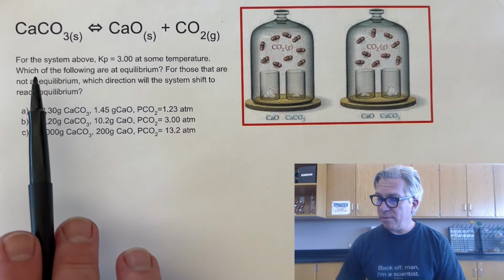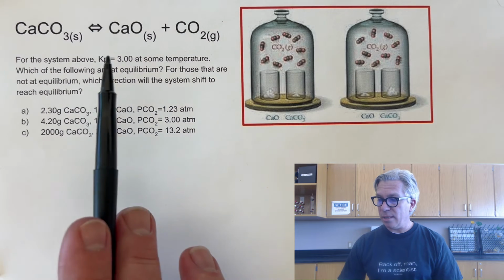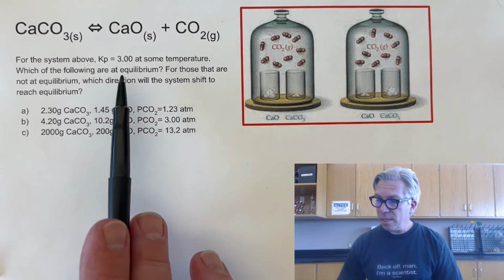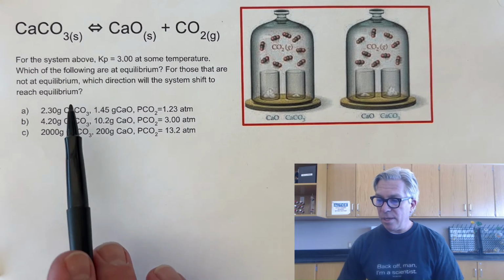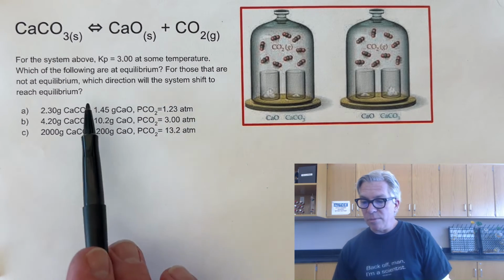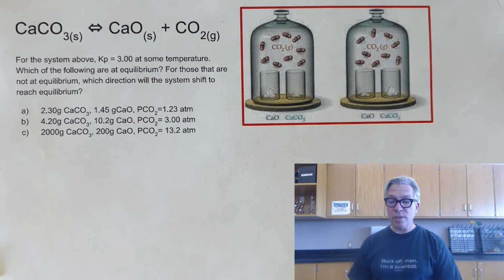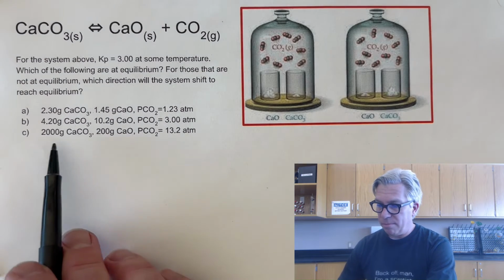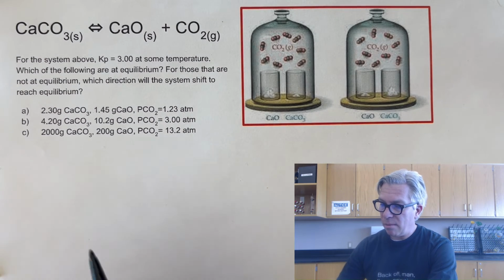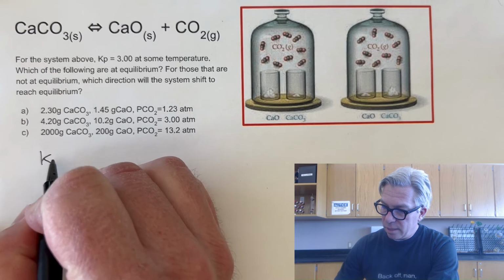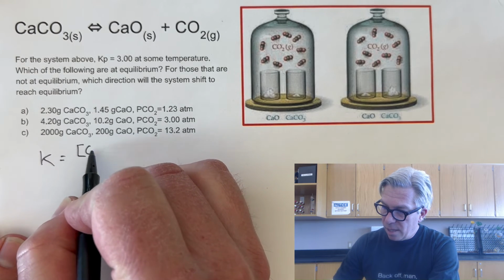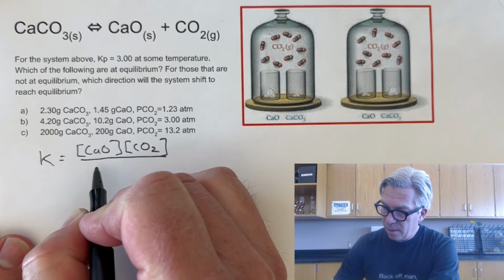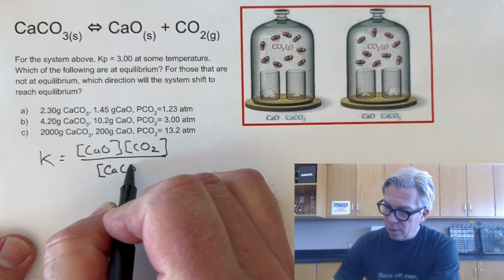So here we have the equilibrium: calcium carbonate decomposing into calcium oxide and carbon dioxide. And it says for the system above, Kp was 3 at some temperature. Which of the following are at equilibrium? For those that are not at equilibrium, which direction will the system shift to reach equilibrium? Okay, so they give you these masses and then the things, and so you're probably left thinking, okay, we got a lot of things to do here. We have the calcium oxide, we have the carbon dioxide, which is now in a pressure situation, and the calcium carbonate would go on the bottom.